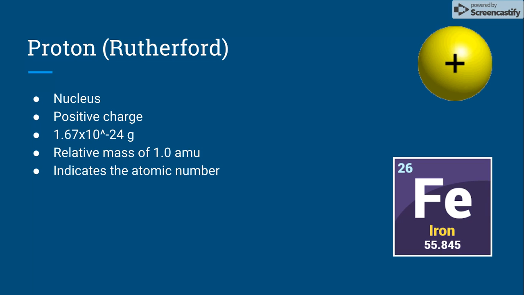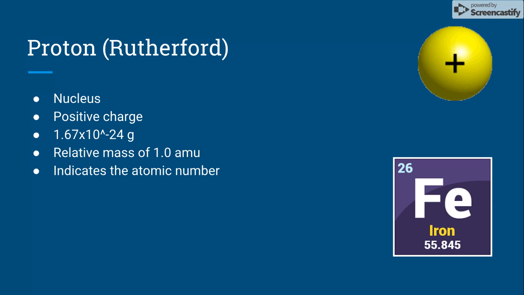This was discovered by Ernest Rutherford. The proton is found in the nucleus and it has a positive charge. Its mass is 1.67 times 10 to the negative 24th grams, and it has a relative mass of 1.0 AMU.